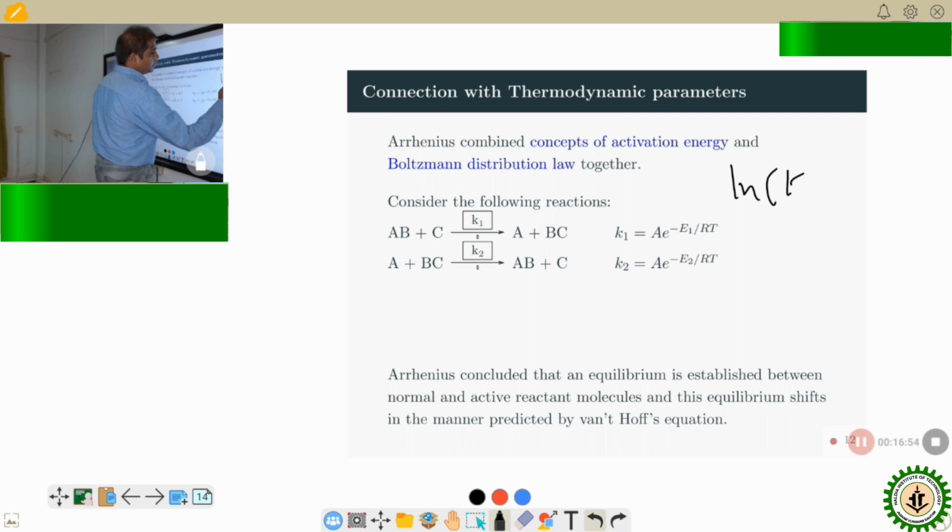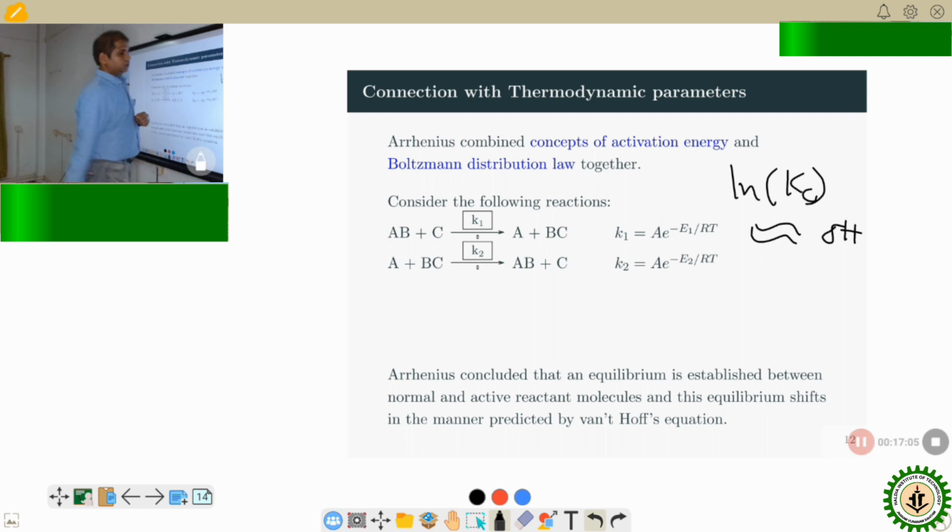value of the equilibrium constant is connected with this free energy, right? So let's consider a reaction where A, B and C are reactants and they are forming this product, and in due course of time it gives another reaction, where this product itself is giving the same reactant. So that means, what does it mean?